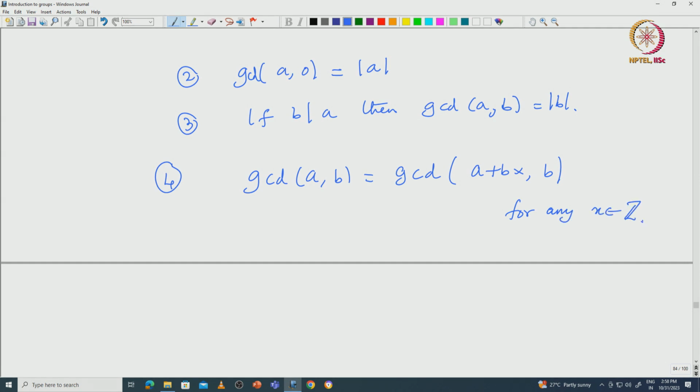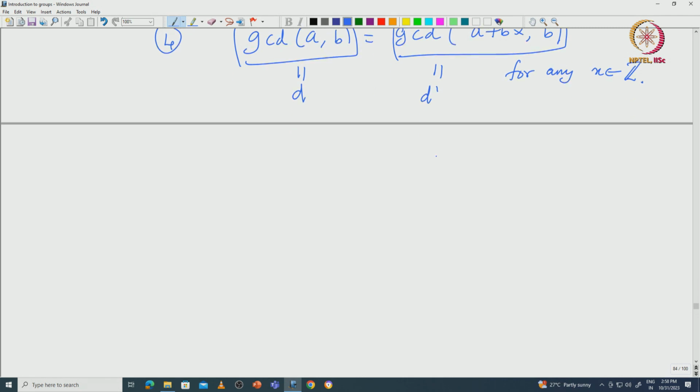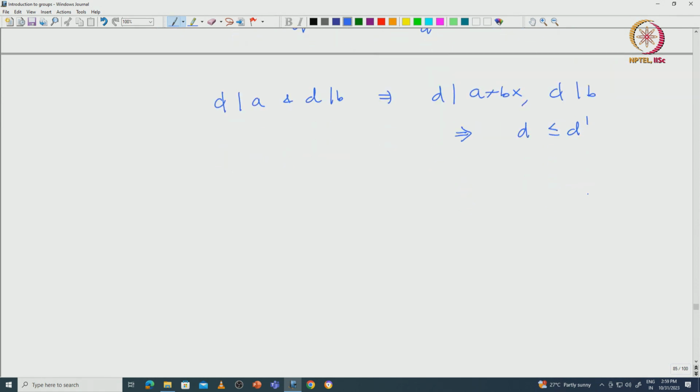the divisibility properties. Suppose you call the GCD of A, B as D, and the GCD of A plus Bx comma B as D dash. Then you can easily prove that D divides A and D divides B will imply D divides A plus Bx and D divides B. So, that will force D is less than or equal to D dash. And similarly, if D dash divides A plus Bx and D dash divides B, then D dash must divide A plus Bx minus Bx.